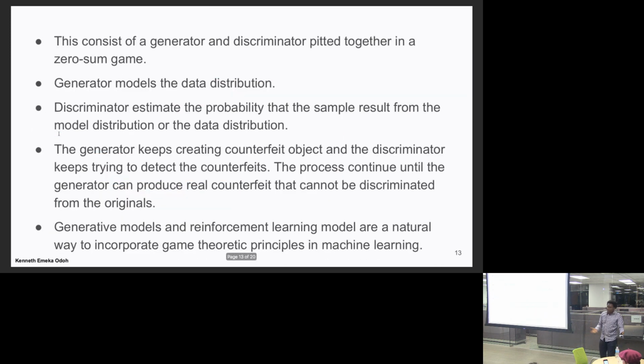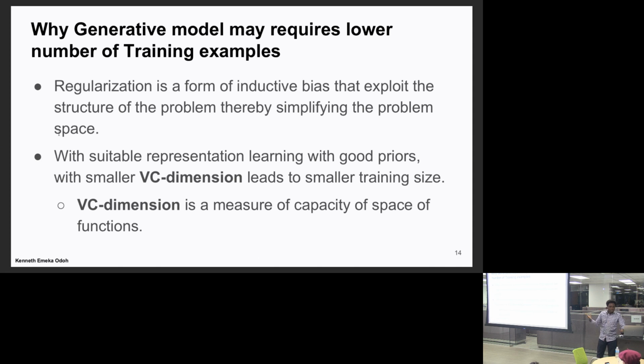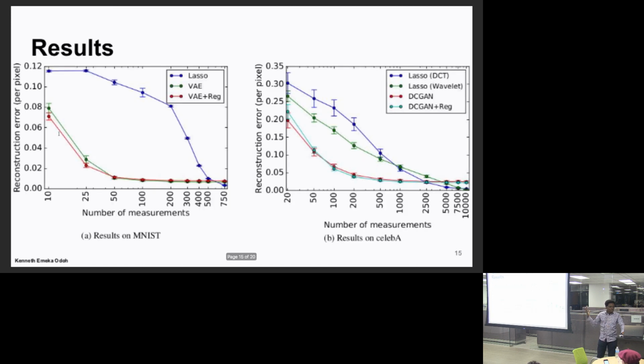Then GANs have a discriminator and a generator in a zero-sum game, with game-theoretic principles, and I won't go into that. Imposing structure on your problem helps you. It's a way of doing regularization, so you can narrow down the infinitely many solutions.